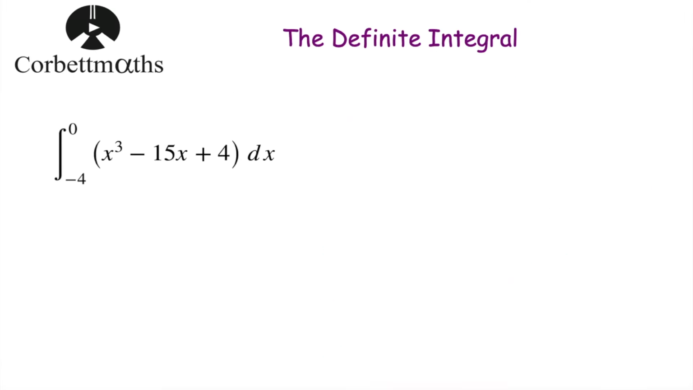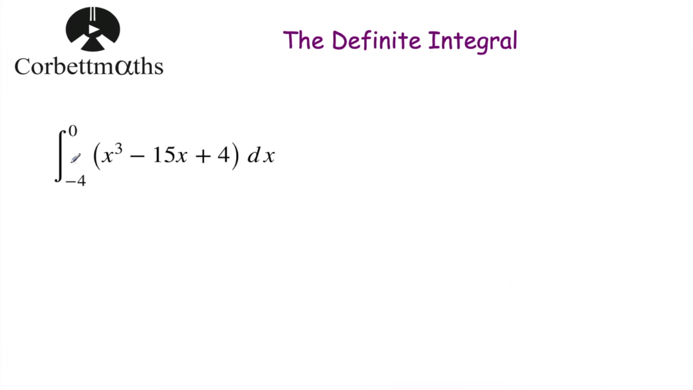Okay, so let's have a look at our next question. So this time we've been asked to find the definite integral of x cubed minus 15x plus 4 with respect to x between 0 and negative 4. Now this time you'll notice one of the limits is negative, and that's fine. Just make sure that here you've got the upper limit and here you've got the lower limit. So the bigger number is going to go there and the smaller number is going to go there.